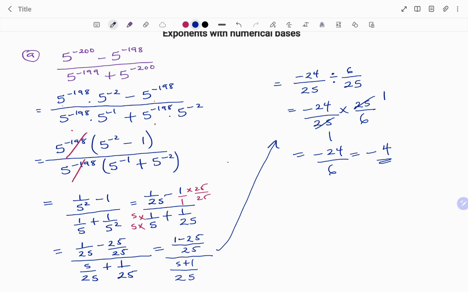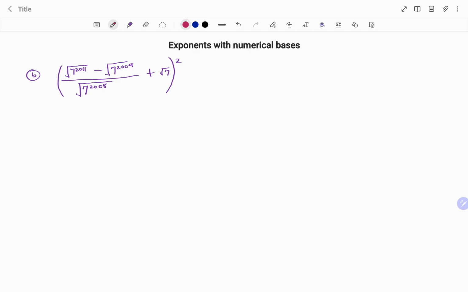In my second example, I have in brackets the root of 7 to the power of 2011 minus the root of 7 to the power of 2009, divided by the root of 7 to the power of 2008, all plus root of 7, and all squared. I'm going to be selecting the power that is lowest, and in this case that's 2008. The radical law states that if I have the square root of a times b, it is the same as the square root of a times the square root of b.